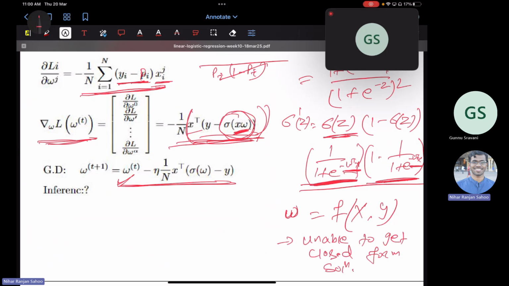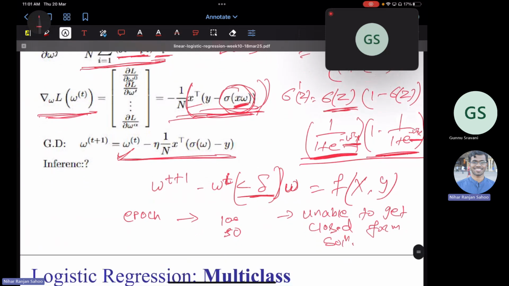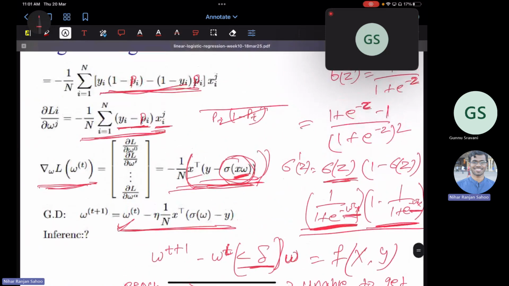So how do you decide the convergence criteria? If wt plus 1 minus wt is less than some threshold delta, right? So this is your convergence criteria. Or, if you don't have this convergence criteria, you can use epochs. You can run for some epochs, let's say 100 epochs or 50 epochs. So that can be your stopping criteria, right? So that's during training time.